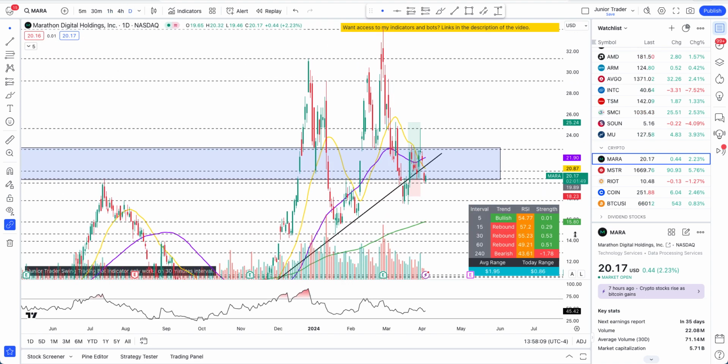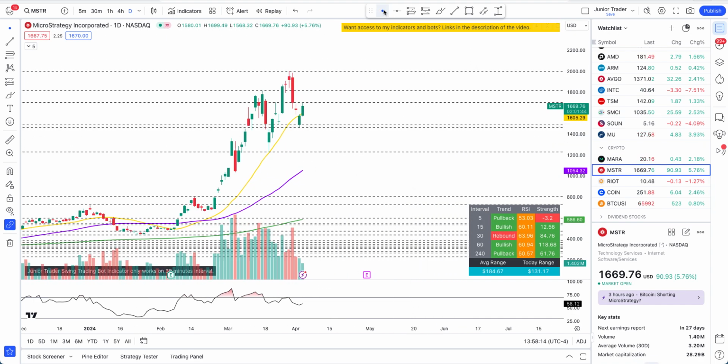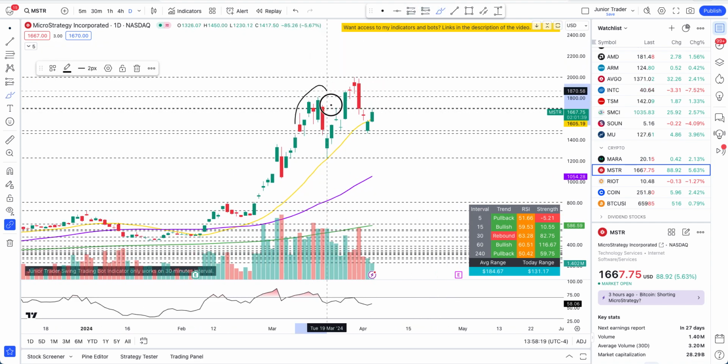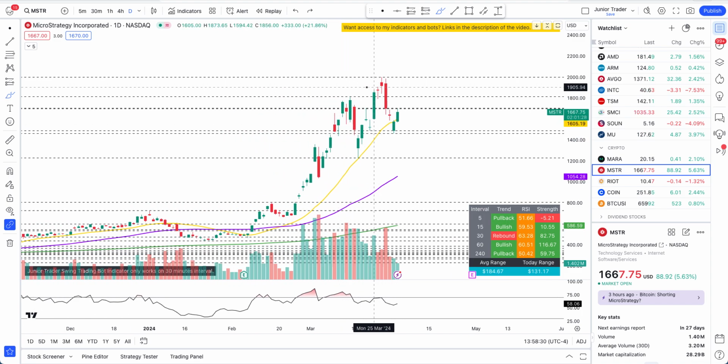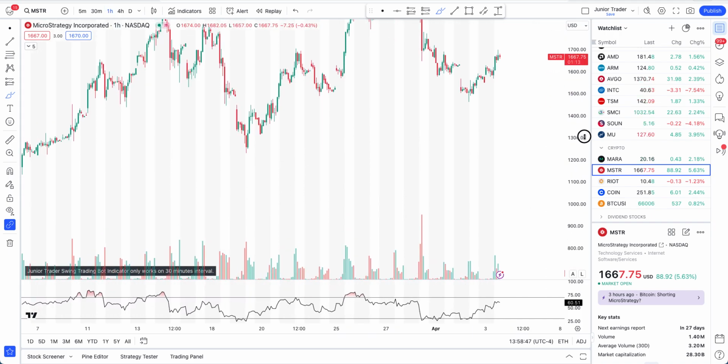Let's take a look at MicroStrategy now. So what is this thing doing? MicroStrategy has a potential to form a head and shoulders here. It hasn't confirmed that yet, but that may happen, okay? It has lost that pivot of making any higher high, but it is still technically bullish on the daily interval right now. So I'm just trying to see what is the upcoming pattern and what are the areas to watch for that.